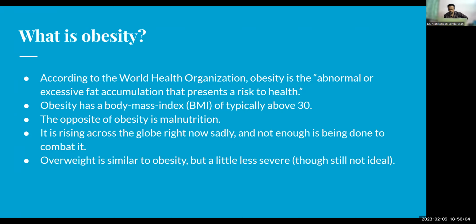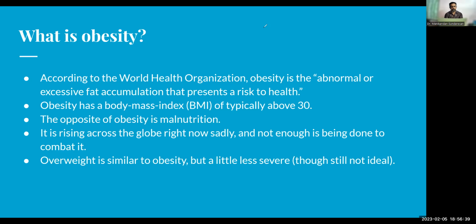It's not terribly rising in India. It's rising to some extent, though, but compared to the globe, India is actually doing a lot better in this. A lot of Asian countries like China and Japan are also doing pretty good compared to Western nations and other poorer nations, like in South America. They're all rising terribly right now, the obesity rate, and not nearly enough is being done to combat it.